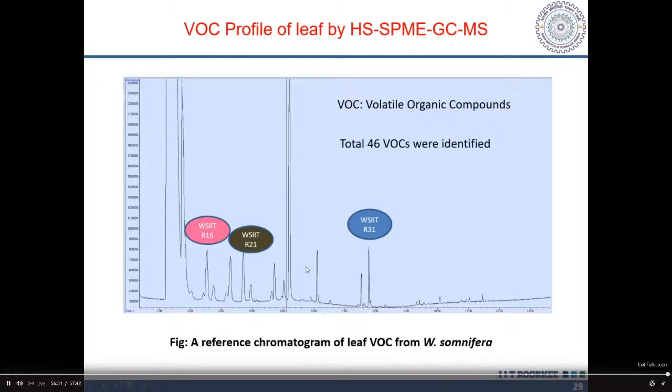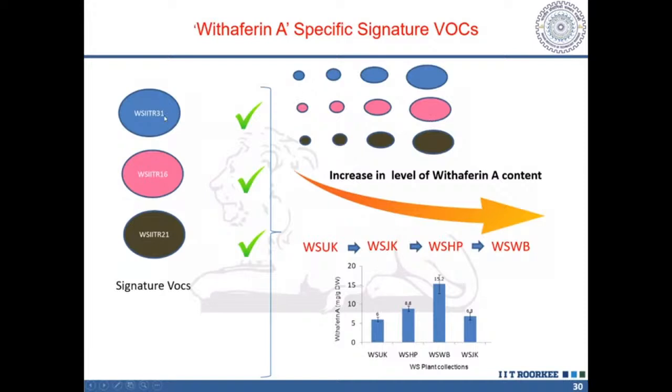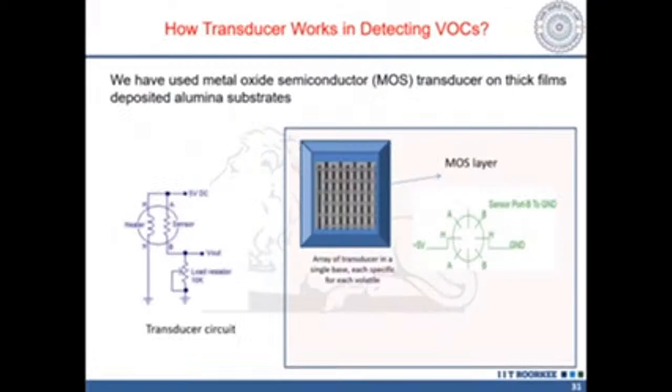Names of these volatiles, we named them R16, R21 and R31. These three volatiles exactly show a proportional increase or decrease as per the quantity of the metabolite A. Look at this slide. So these three volatile metabolites will show an increasing pattern as and when metabolite A is increasing. And similarly, if metabolite A is less, these signature metabolites are less. Our job was to catch all these three signature metabolites.